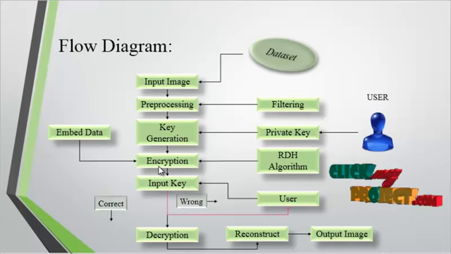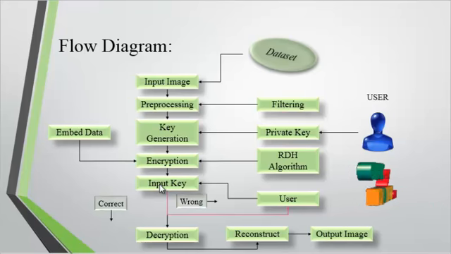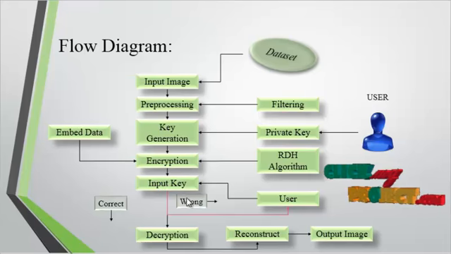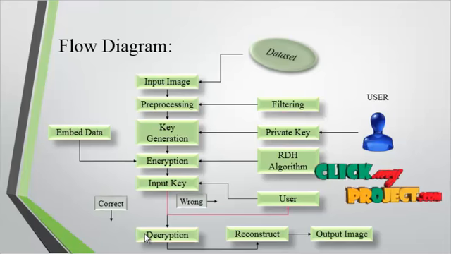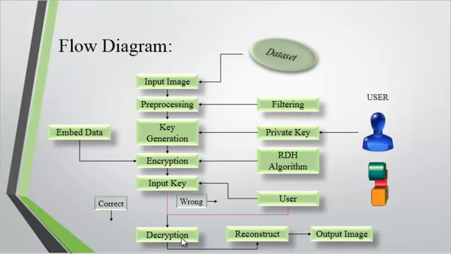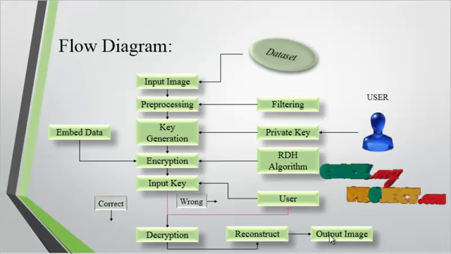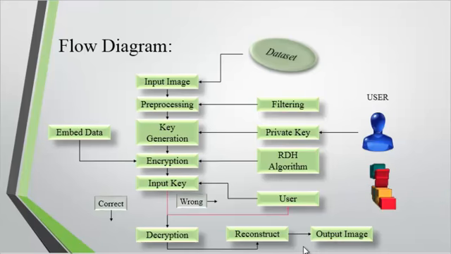After the embedding, on the decryption side the receiver should enter the appropriate key. If the key is wrong, the user can enter the key again. If the key is correct, the decryption will be carried out. After the decryption, the reconstruction and the output generation are carried out. Then after output generation, the PSNR and MSE estimation is carried out to estimate the accuracy of the process.